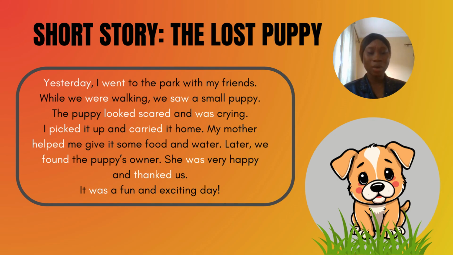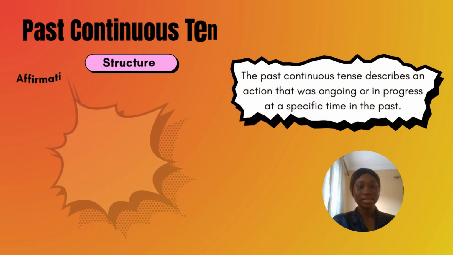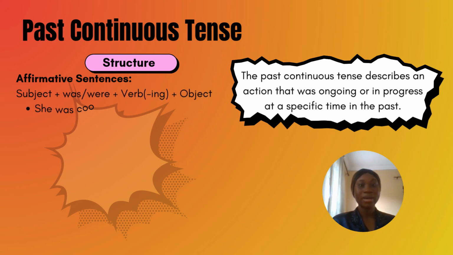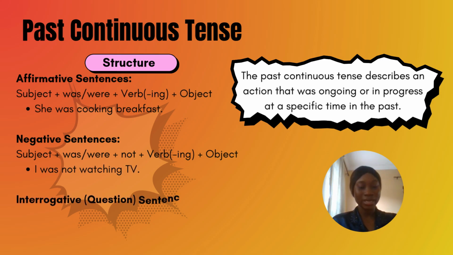So I want to believe that we understand what the past tense is all about. We can recognize sentences in past tense when you see yesterday, last night, last week, or when you see past tense verbs like went, saw, found, or words that end in ed or ied. So now let's move on to the past continuous tense. Now we know that the past tense is used to talk about something that has happened before. What is the past continuous tense now? Past continuous tense describes an action that was ongoing. It describes an action that was happening at a specific time in the past.